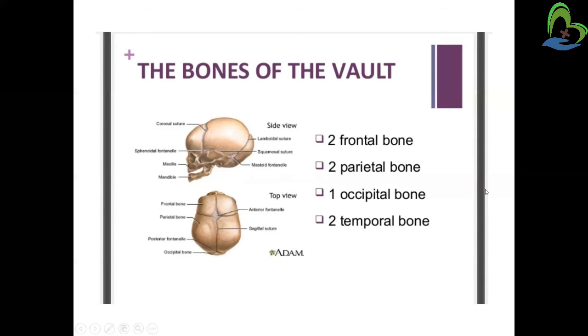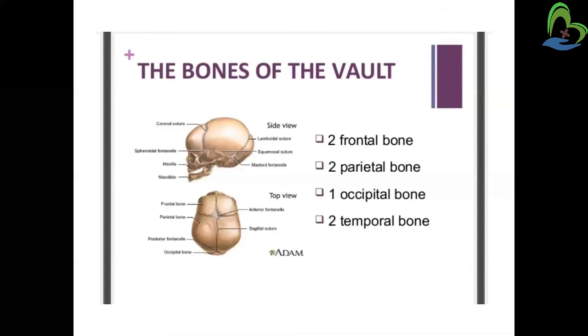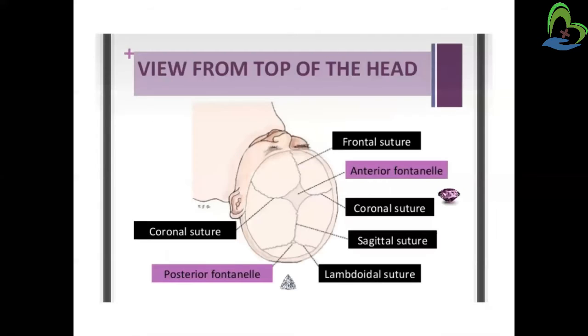Means the first part we already discussed in the first slide, that the vault is known as the roof of the fetal skull. So in the vault, these are all bones fixed in the vault. Okay. Next, that is the view from the top of the head. In that, we can easily find the sutures and bones.